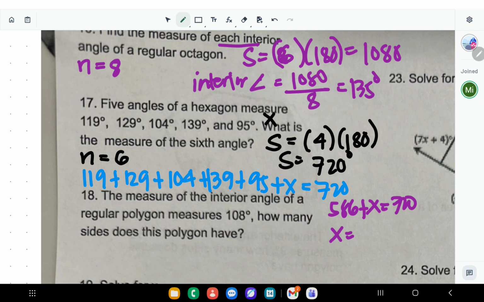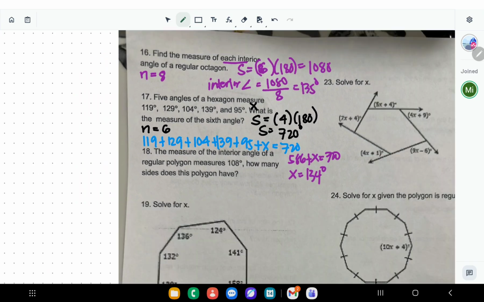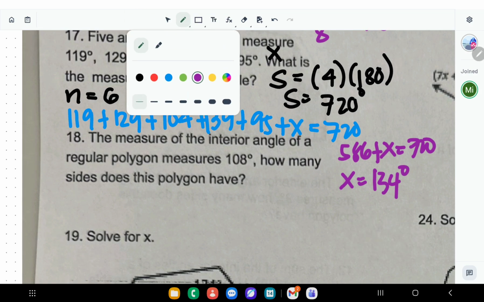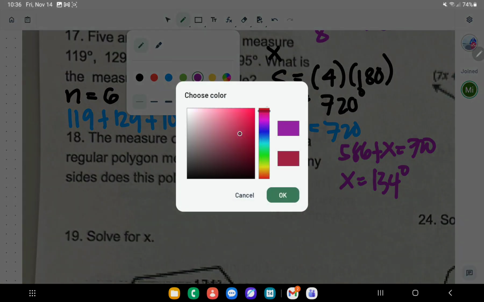I got 586. So 720 minus 586, that is 134. Did you get 134? So that is the measure of the 6th angle. Okay, number 18.